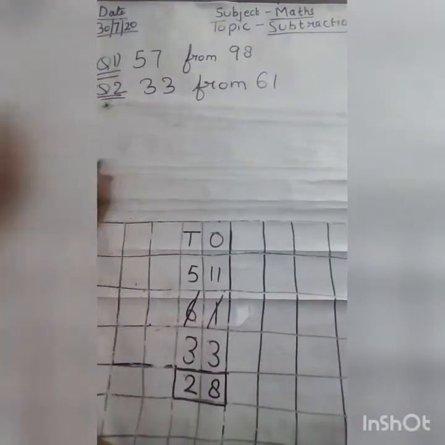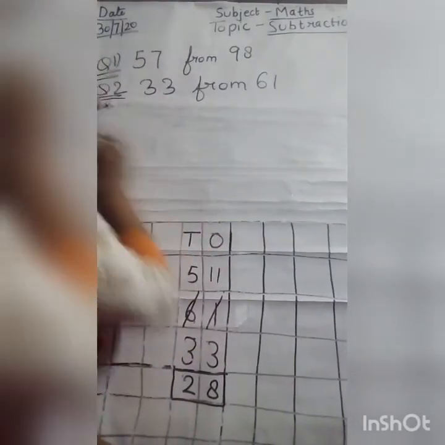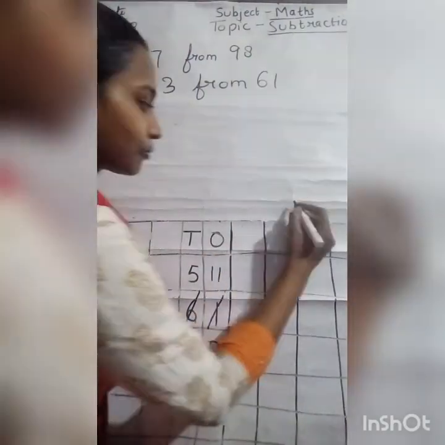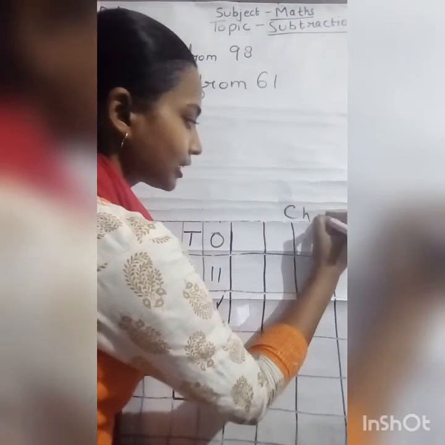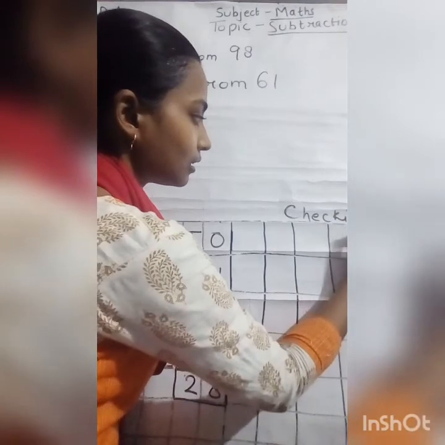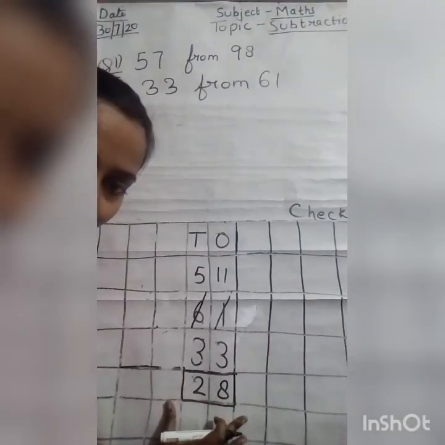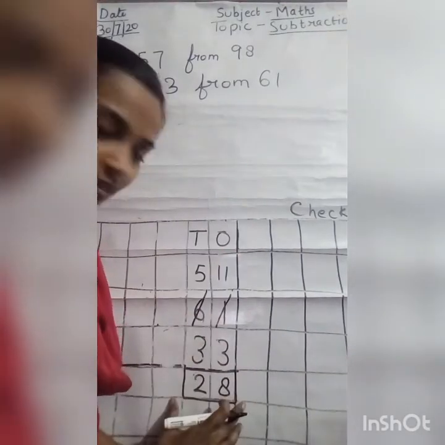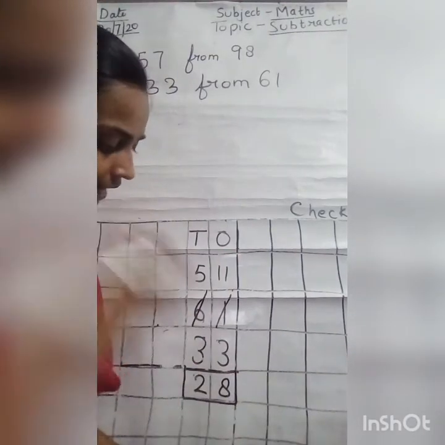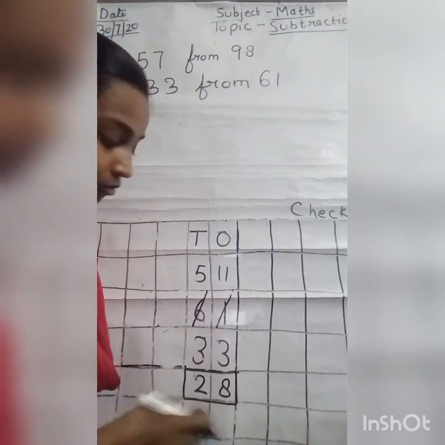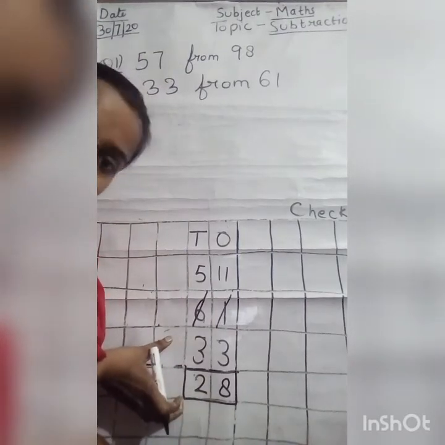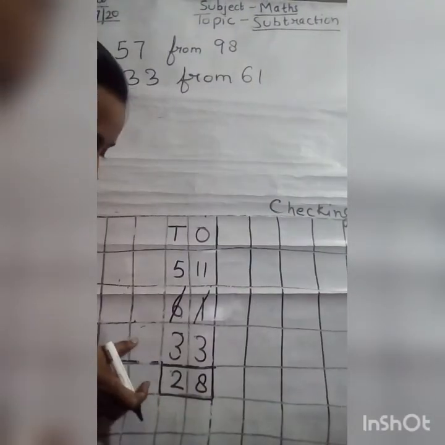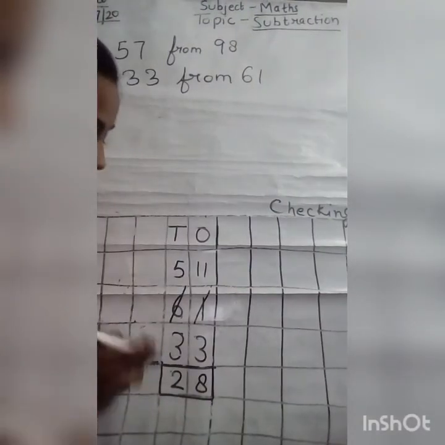And children, firstly I want to tell you again how to check this question. Children, this is the checking process. How to check? This is 28. We do all this process, but we may be confused whether the process is right or wrong. So we check by the process of addition. So here 28 is the difference, and here is the second row.